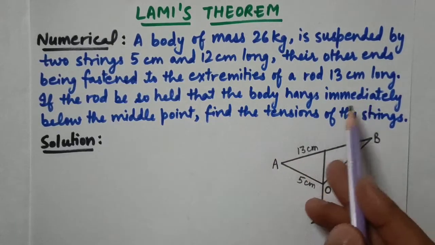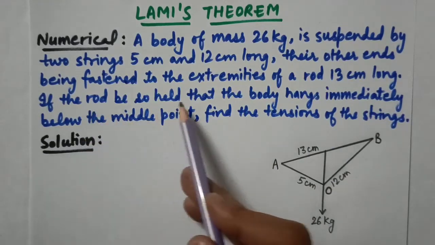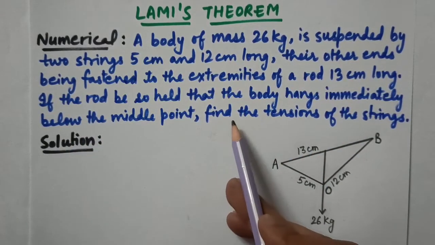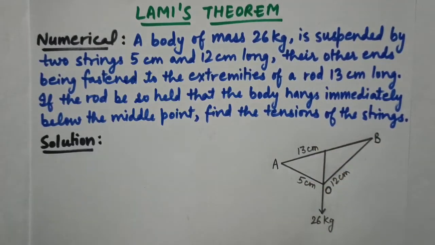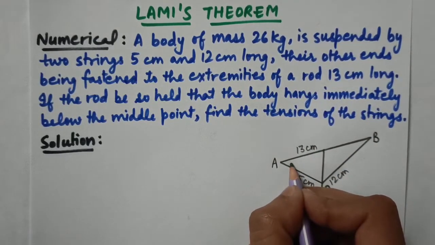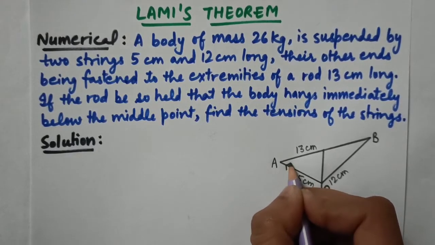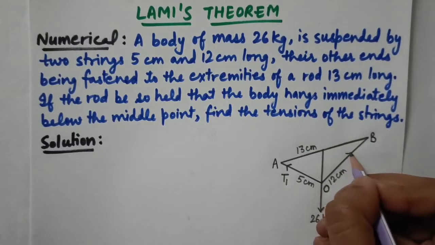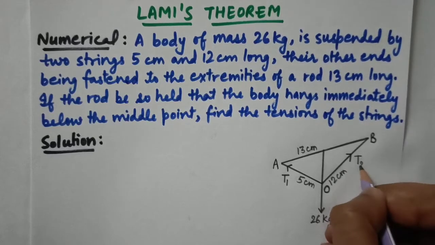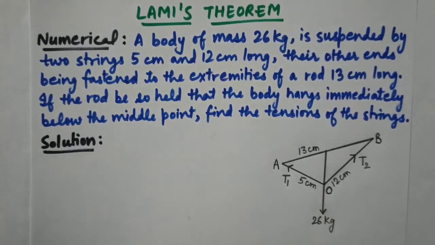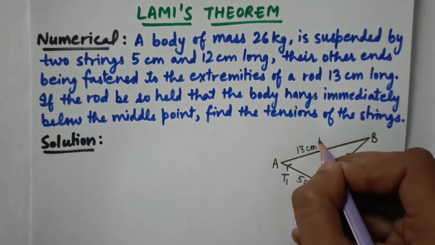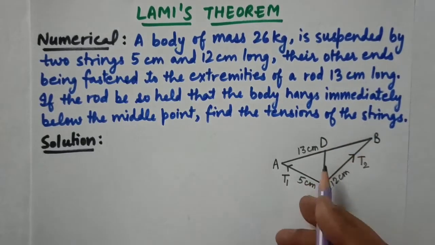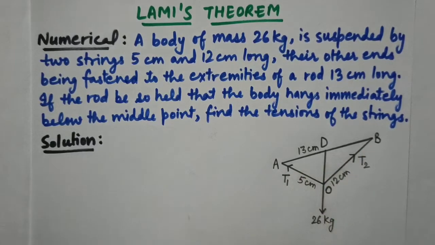So now we have also drawn this situation, and now what we have to do is find the tensions of the strings. So let the tension in string OA be T1, and the tension in string OB be T2. So these are the two tensions, and now we have to find the values of T1 and T2. Okay, and now also let us say that this is the point D. So D point is the middle point of the rod AB.